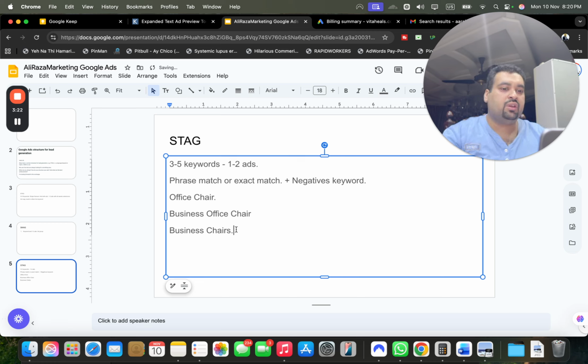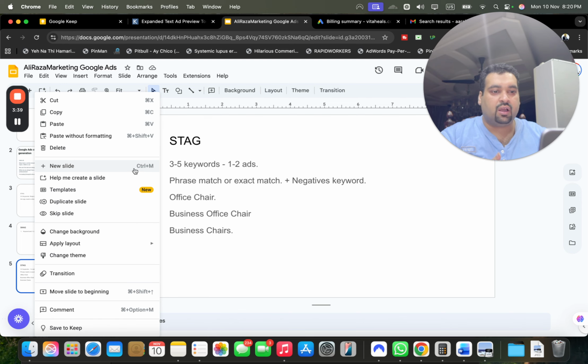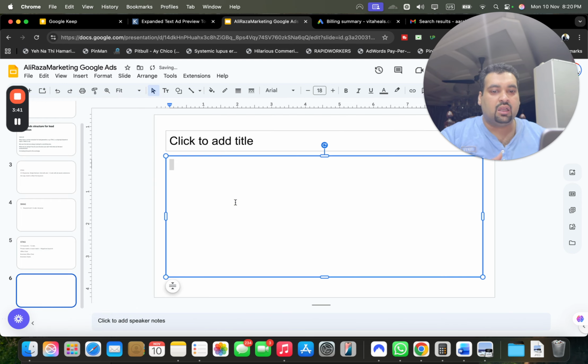Okay, we have 3 keywords over here. We can put them in exact match or phrase match, but the theme is office chair. Now business office chairs or business chairs is a part of it. Or maybe, if I'm going to give you a better example, STAG is a theme, a pattern you have to follow. You can run an ad for it.